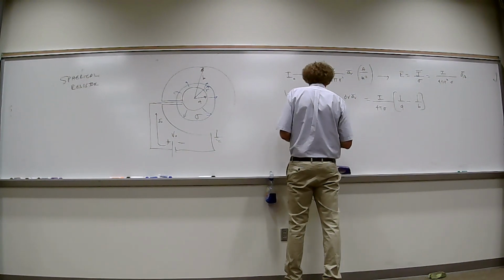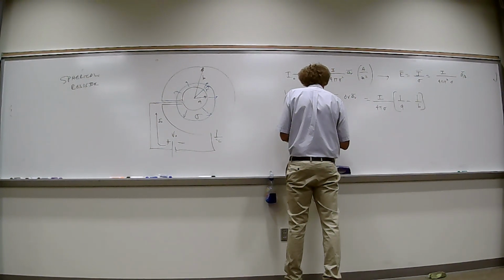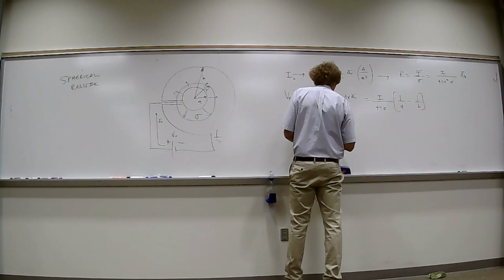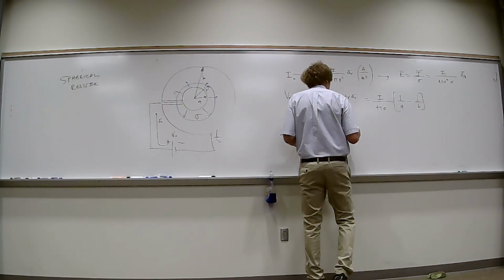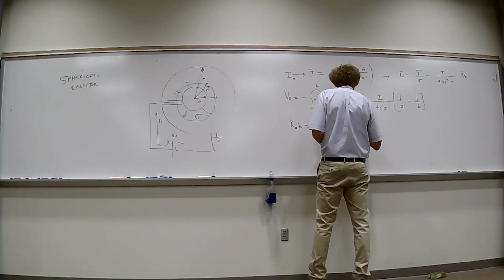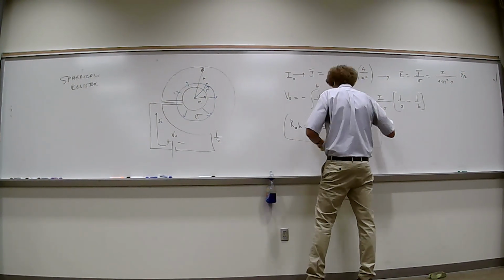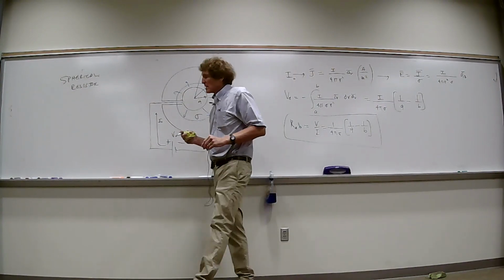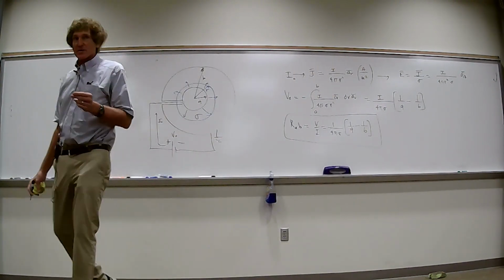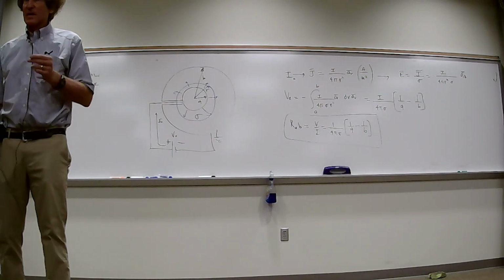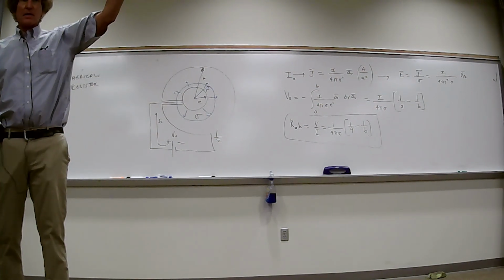So the resistance is equal simply to V over I, or 1 over 4 pi sigma times (1 over A minus 1 over B). And that's the resistance in a nutshell that you get between the inner and outer conductor for this system. How many see this? Okay.